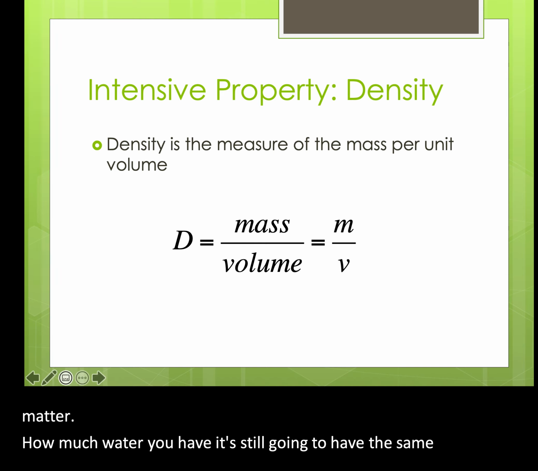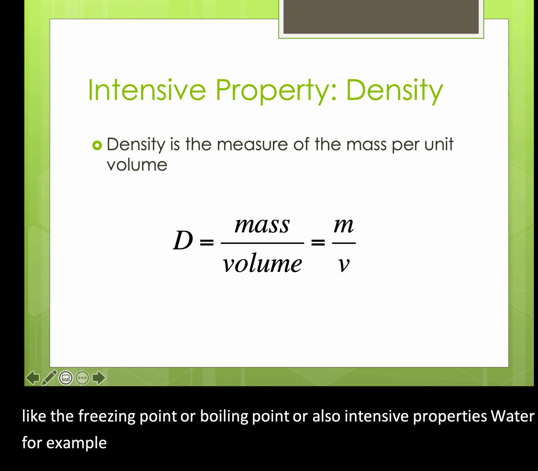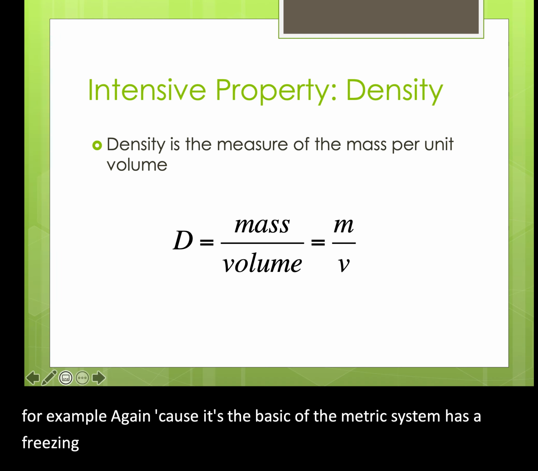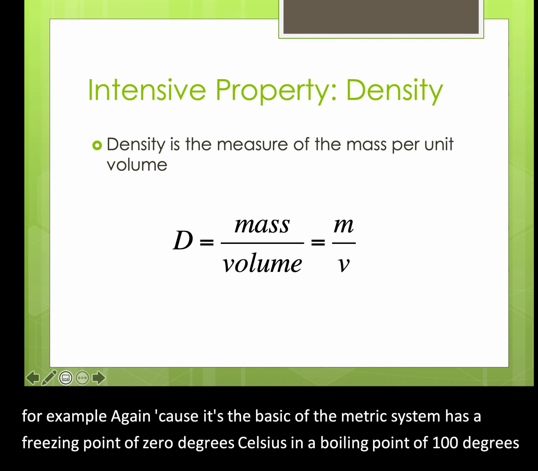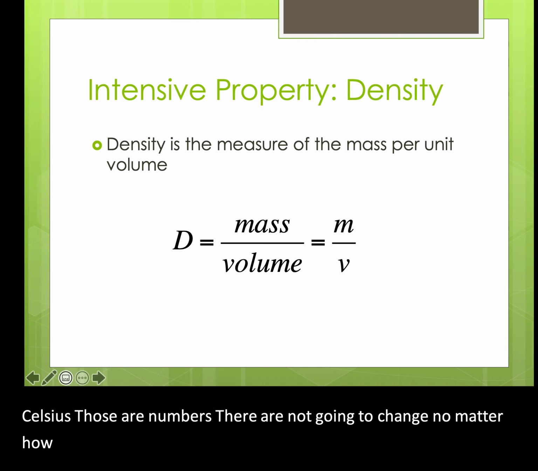Just like the freezing point or boiling point are also intensive properties. Water, for example, again, because it's the basis of the metric system, has a freezing point of 0 degrees Celsius and a boiling point of 100 degrees Celsius. Those are numbers that are not going to change no matter how much of the substance that you have.